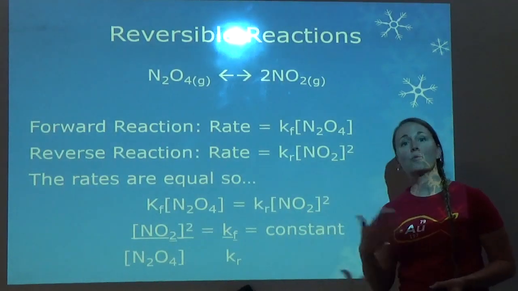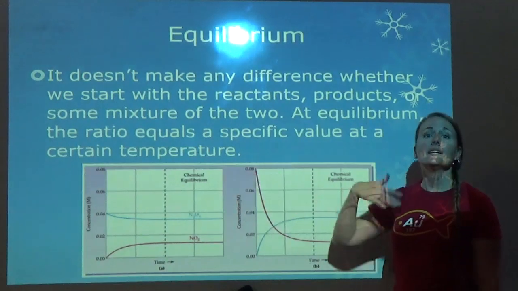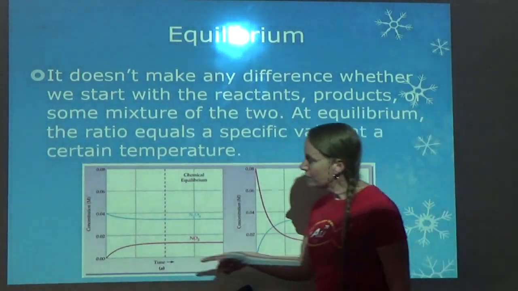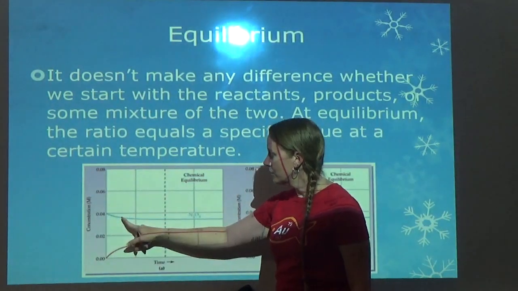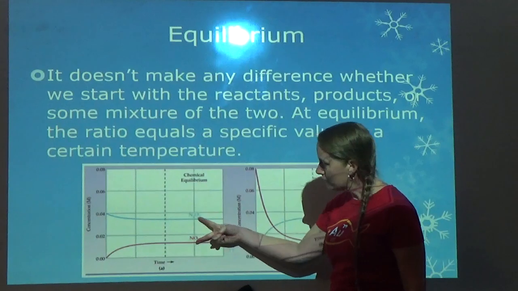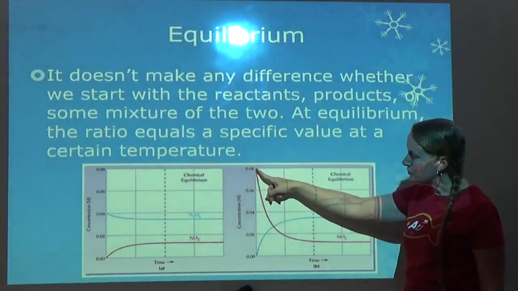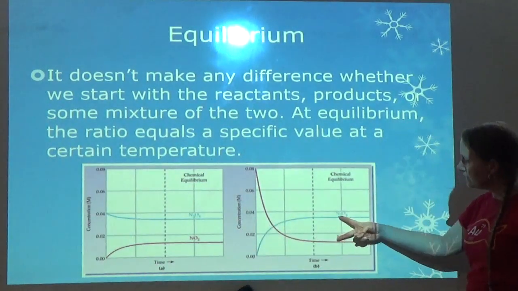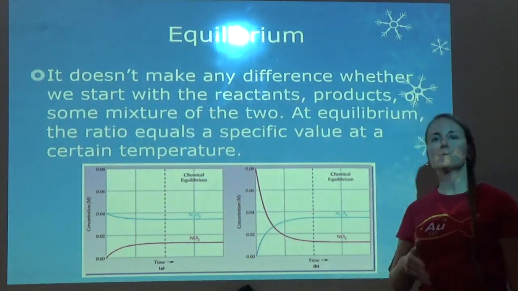So lowercase rate k depends on temperature. Well, uppercase equilibrium K also depends on temperature. Okay, so here you can see I started with no NO2. I just started with N2O4, and this is where we ended. Here, I started with only NO2. I started with no N2O4. And you can see we end up at the same spot. So it doesn't matter what you start with. Equilibrium is going to happen.